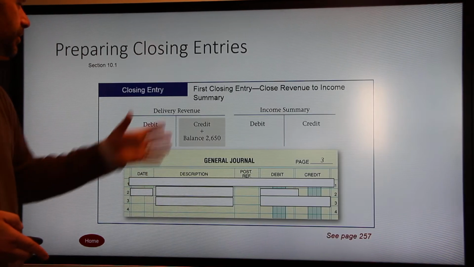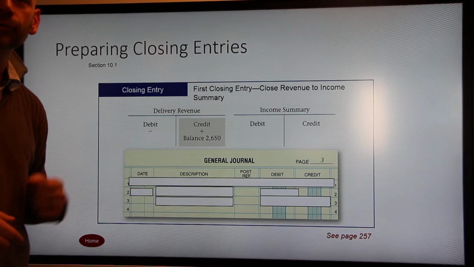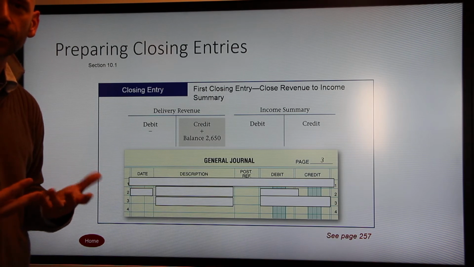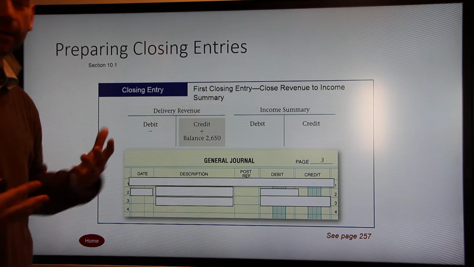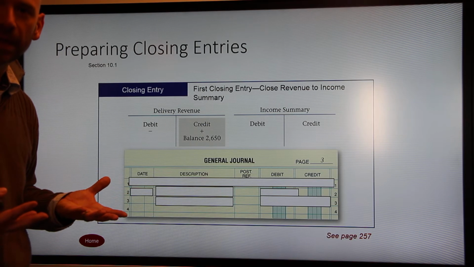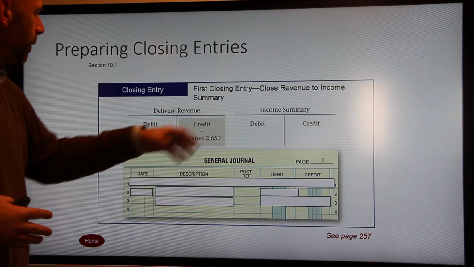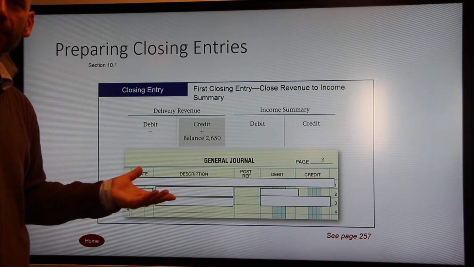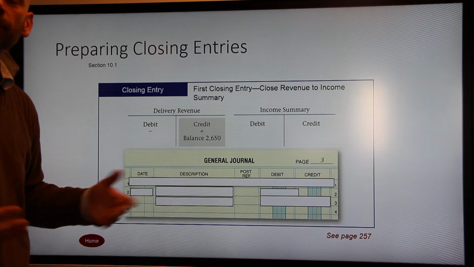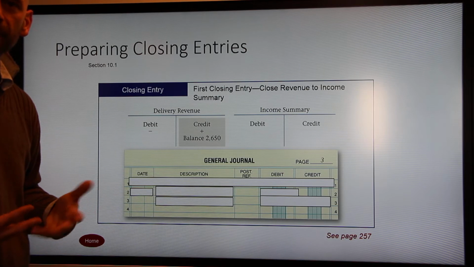So let's take a look at it. It's easier if you look at it. There are 4 entries that we have to do at the end of the period to close out our books for the month. The first one is that we have to close our revenue account. Again, remember, we're passing our revenue balance over to income summary. So we would look and see on our worksheet what the balance of our revenue accounts are. Now the normal balance of a revenue account is credit.